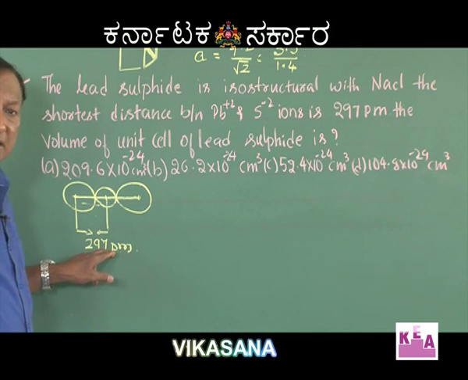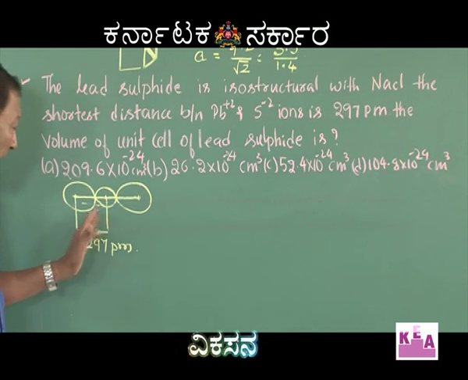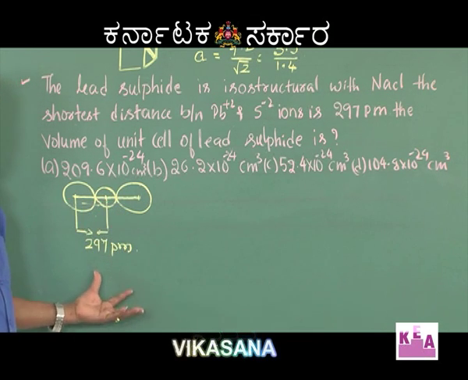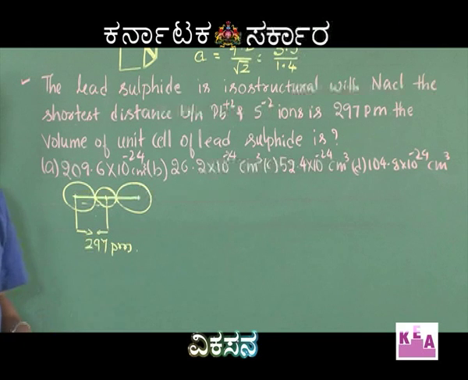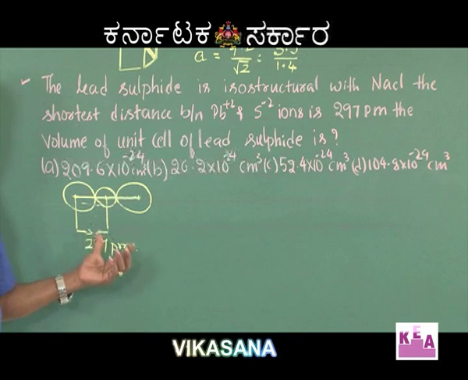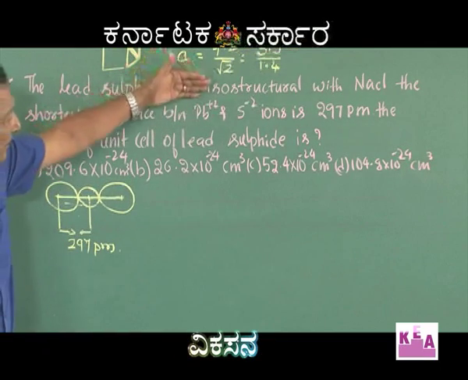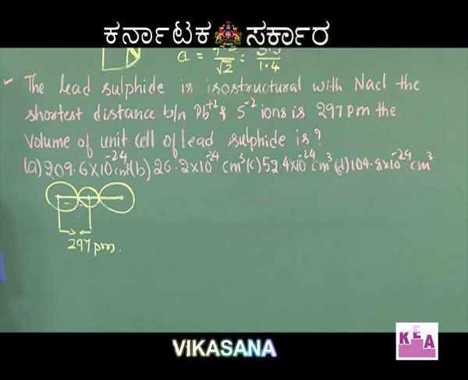And with this distance, can we get the edge? Very simple. It is half of the edge length because it is only the two radii making up 297 picometer, and for the entire edge we just have to double this value. I don't want to do it with precision because for me the time is important and I look at the options. Options have bigger margins of difference. Therefore, with the approximation, I continue.